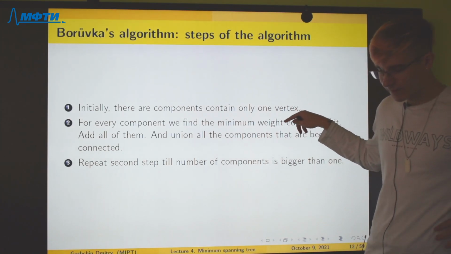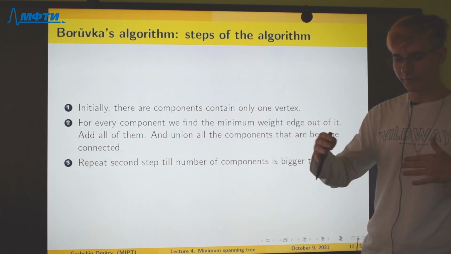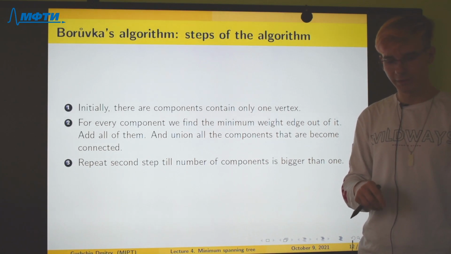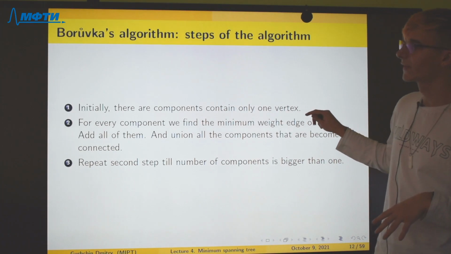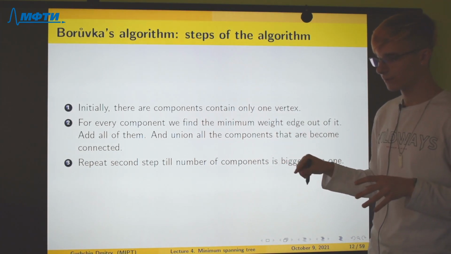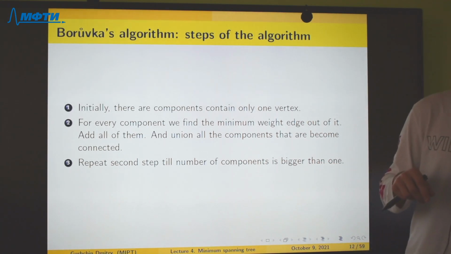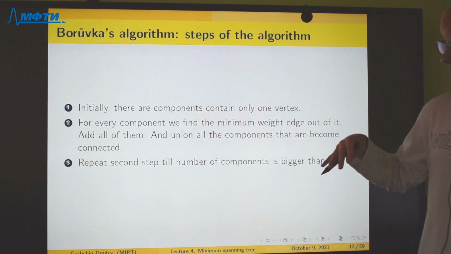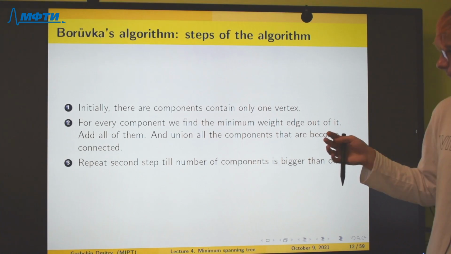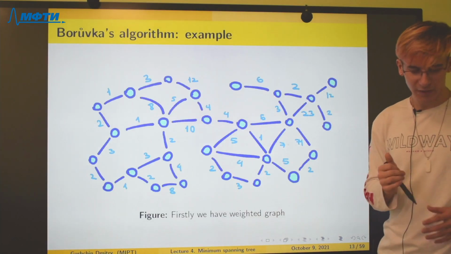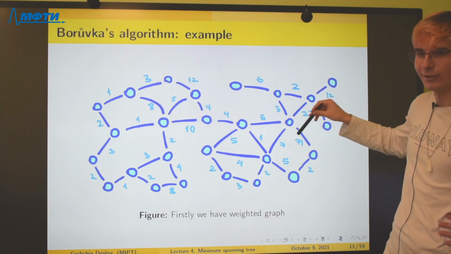But in this case, we don't work with the set of edges and go through it from the minimum edge to the maximal. We work with components and with the edges that connect different components. And we find for every component the edge with the minimum weight on it. So, firstly, we can say that we have a lot of components.